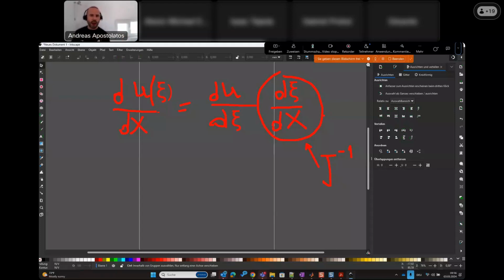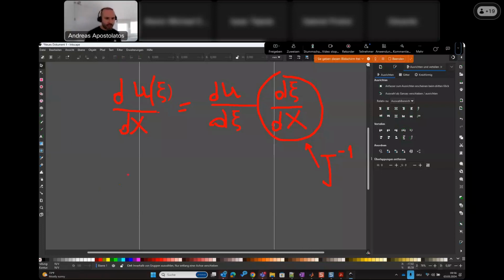Where would we need the Jacobian now? In which other operation? I'm looking in the chat as well to see if you type it there. In which other operation would we need the Jacobian? So we talked about the derivative. What is the counterpart of the derivative, of the differential? Integration. Surab, thank you very much.